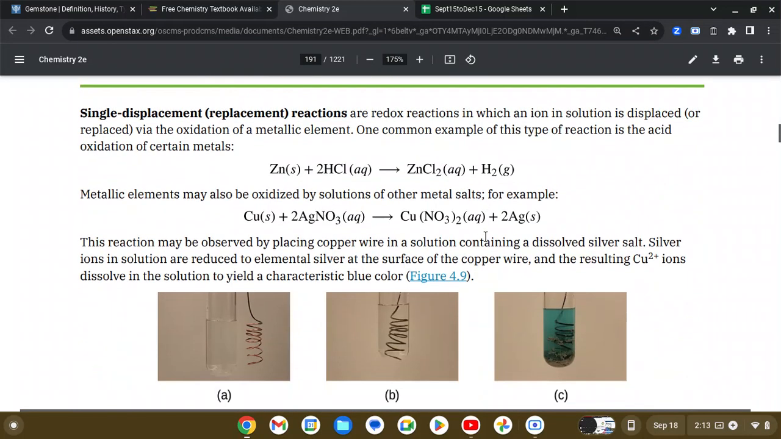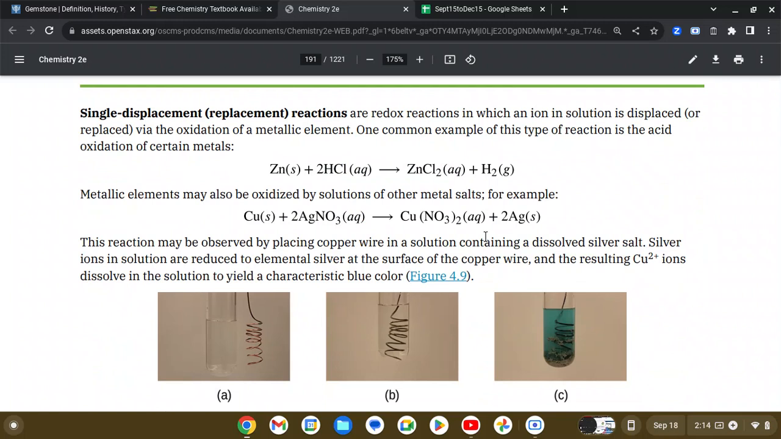Single displacement replacement reactions are redox reactions in which an ion in solution is displaced or replaced via the oxidation of a metallic element. One common example of this type of reaction is the acid oxidation of certain metals.